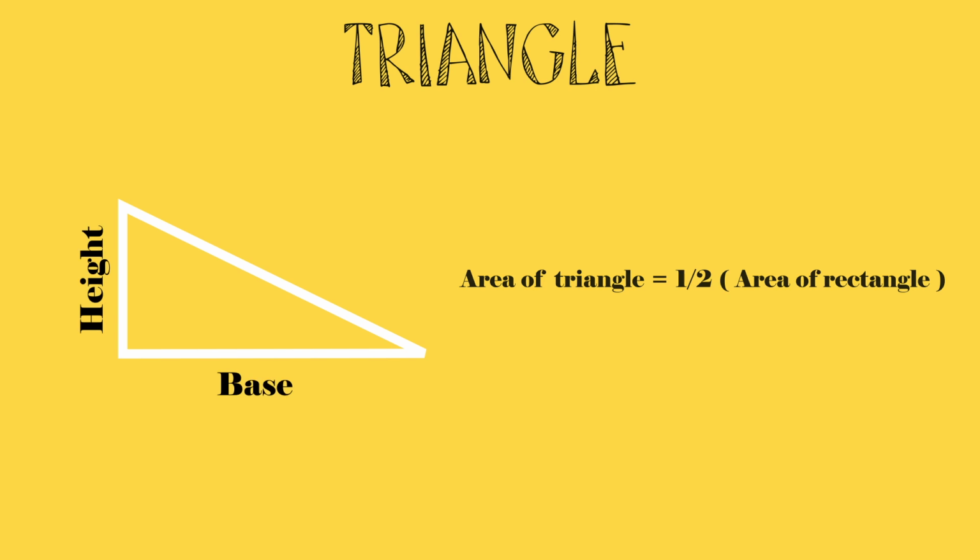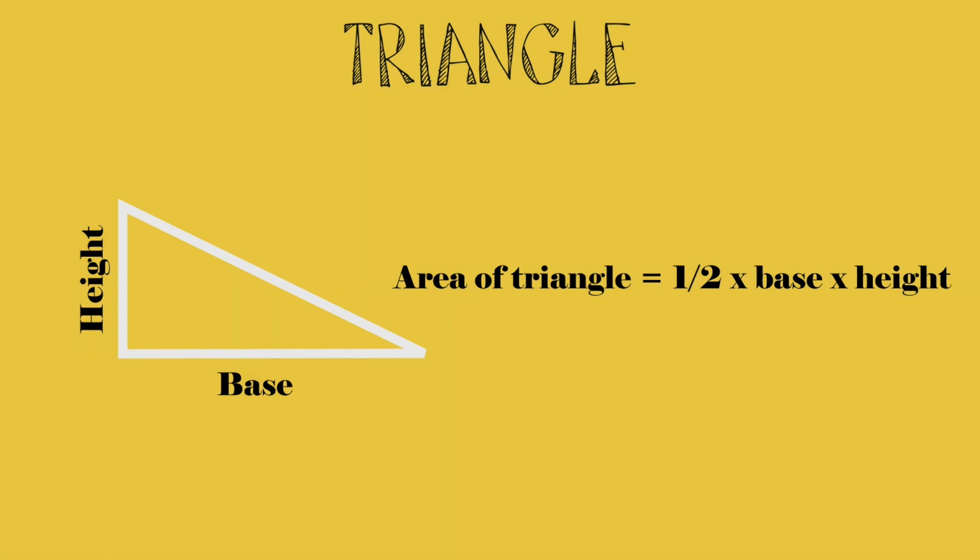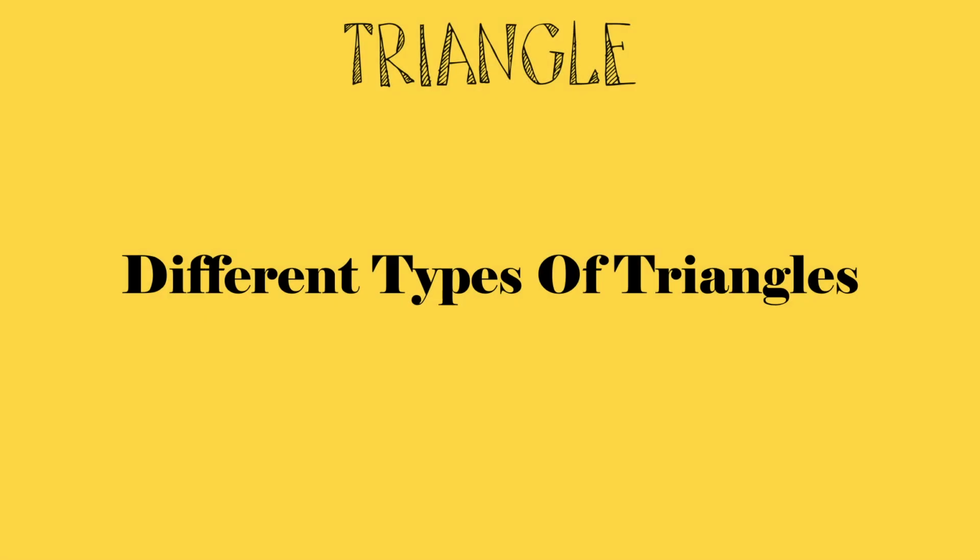And there you have it. The area of a triangle is half the product of its height and base. Pretty amazing, right? Different types of triangles.